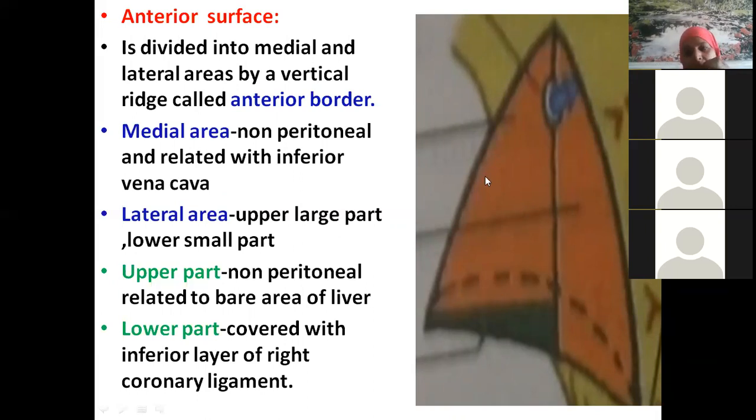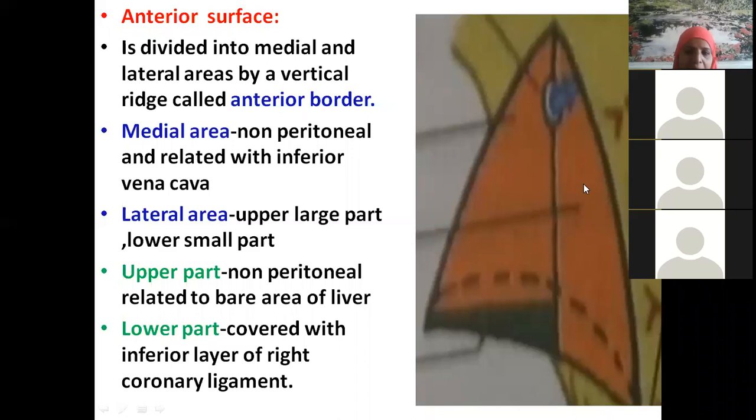Now, I will repeat again, beta. This is the anterior surface of the right suprarenal gland. In the anterior surface of the right suprarenal gland, you are finding one border. What is this border, Lokesh? Vertical ridge. Anterior border. How many surfaces are you finding here? The anterior border is further subdivided into two areas. This is the medial area, and this is the lateral area.